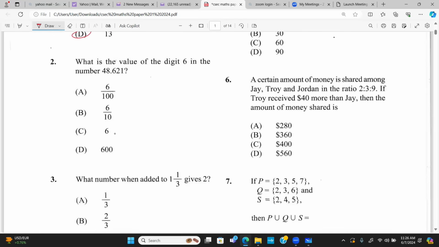What is the value of 6 in this? As you can see here, this is our first place of decimal, so it's going to be tenths, with a TH. So it is 6/10 that we're looking for. The answer is B right there.